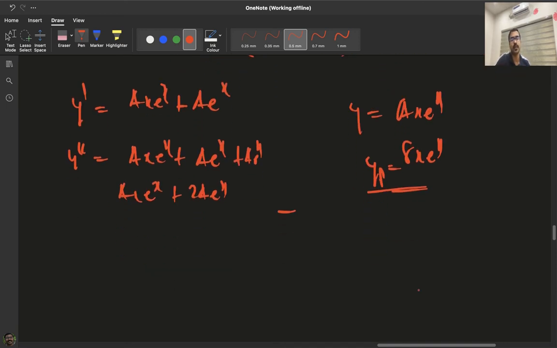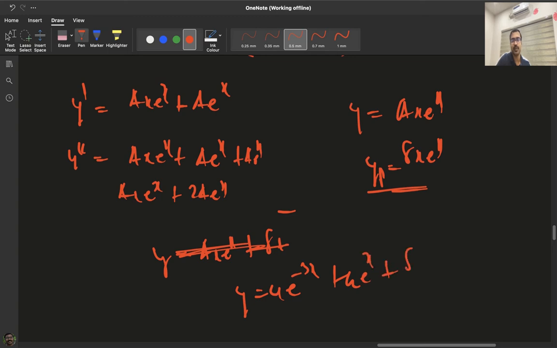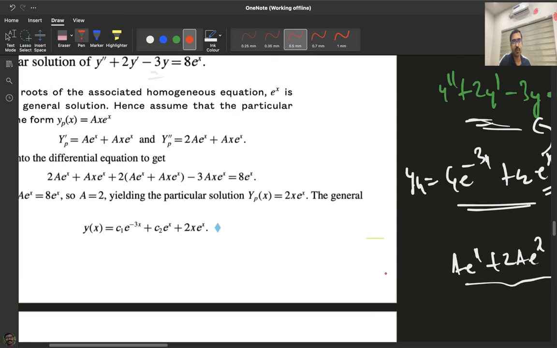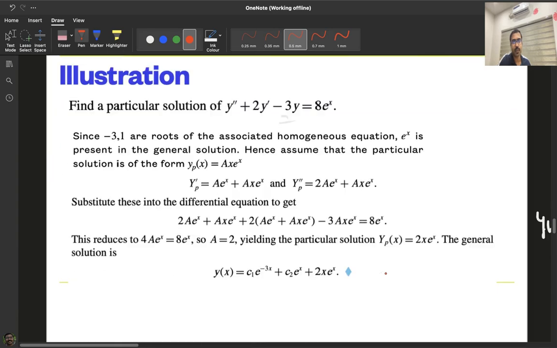So the general solution is of the form y is equal to c1 e raised to minus 3x plus c2 e raised to x plus 8x e raised to x. So that is your general solution. Okay, so I hope that is also clear. So that's one rule, that's called the modification rule there.